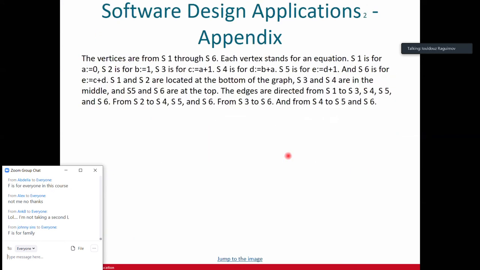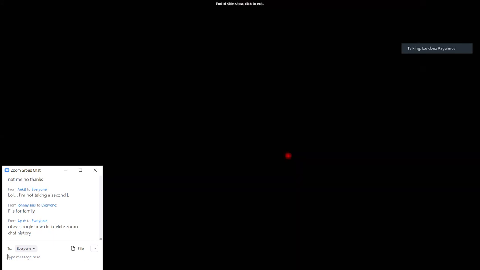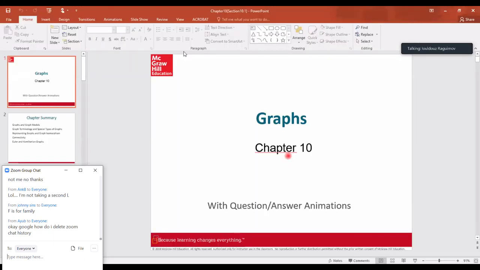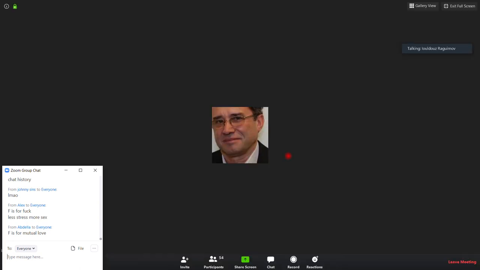If no questions, I will start with section 10. No questions? Okay. I will stop sharing this one. I already posted this one to the website.